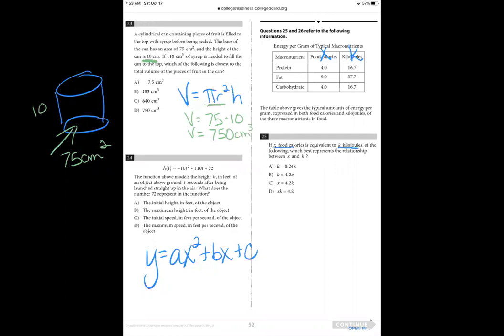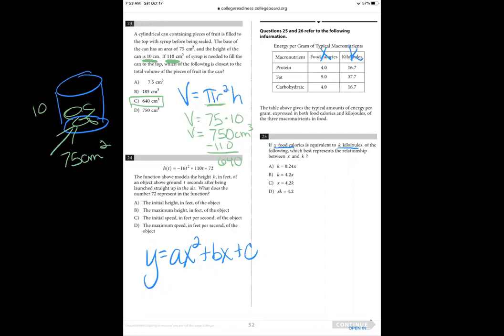If we have 110 centimeters of syrup needed to fill the can at the top, what is the closest total volume of the fruit? So the fruit in the can. So if we subtract that 110, we will get 640 cubic centimeters, which is choice C. So that one wasn't so bad when you break it down.